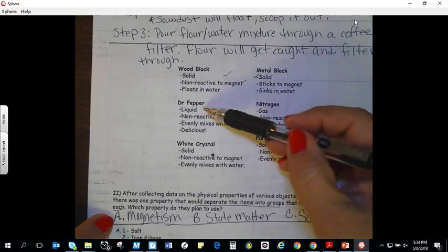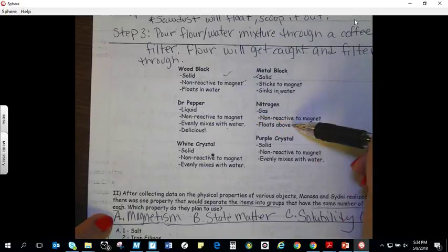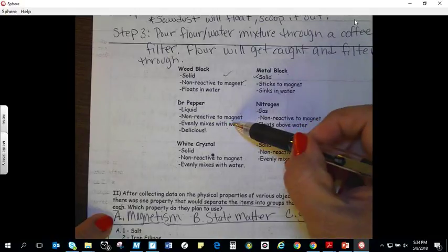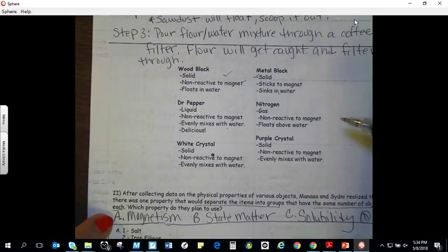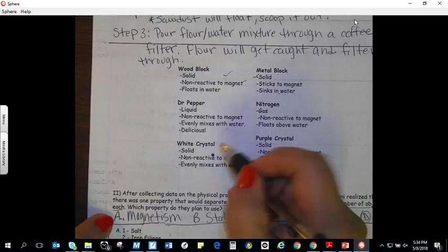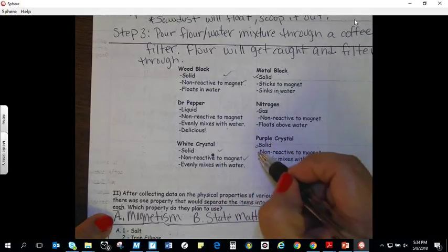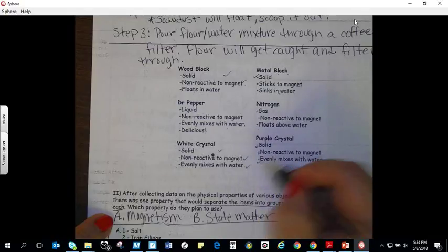A Dr. Pepper, liquid and a gas, they're both non-reactive. Floats above water, this mixes evenly, so that doesn't make any sense. Let's look at here, the purple and white crystal. They're both solids because they were powdered. They're both non-reactive to a magnet, and they both mix evenly.